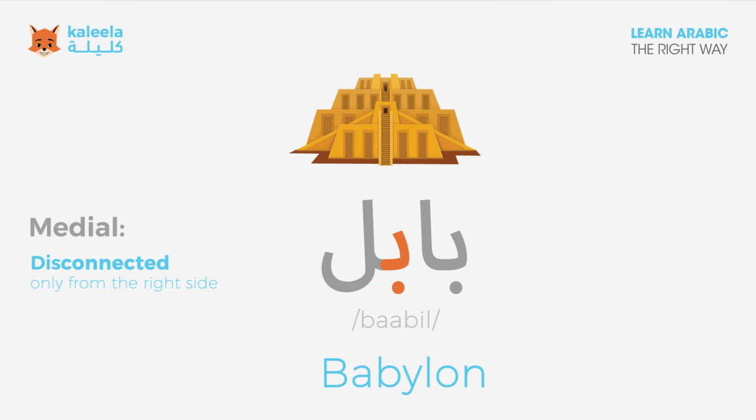Always remember that the second group letters are always connected except if they are preceded by a letter from the first group, just like in Babel. Ba is in the second group, but it is preceded by the Alif from the first group, so it is disconnected from it.